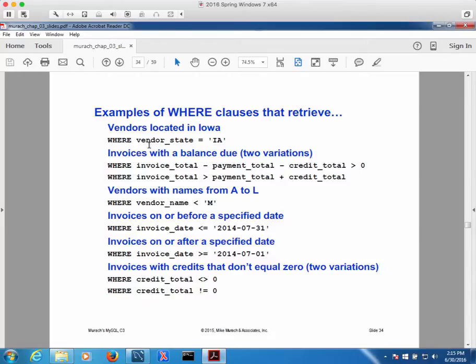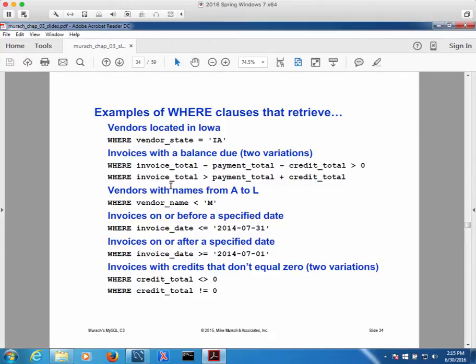So we have vendor state equals the abbreviation for Iowa. Invoices with a balance due, where invoice total minus payment total minus credit total is greater than 0. Why don't we need parentheses around this? Well, because it's just subtraction and we have the commutative rule, we don't care what order we do them in. And what happens is we just do them from left to right.